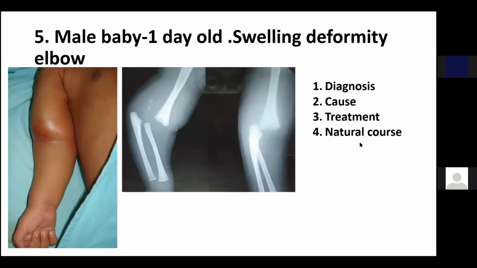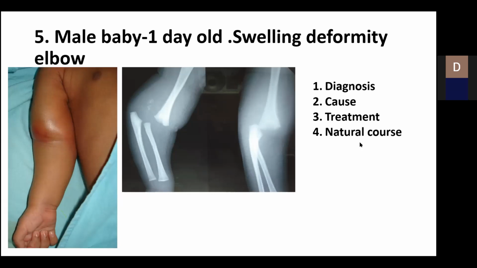Now, which direction does it occur usually? Posterolateral is the most. Most of the time it is posteromedial for some reason, not posterolateral. And how do you treat it? You have to reduce it. Yeah, within the first 3 days, if you can reduce it and put a POP slab. Some people advocate pinning and all, but I think that's too much.